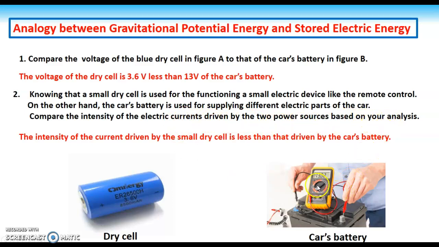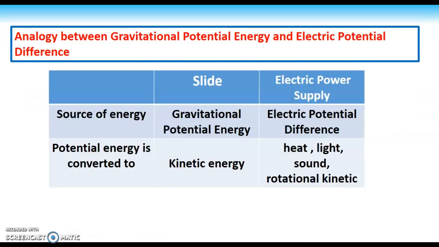For sure, the intensity of the current driven by the small dry cell is less than that driven by the car's battery, because the car's battery is used for the functioning of different electric parts in the car. However, for this dry cell, we need two of them to be able to turn on the remote control, or to let the remote control function properly. So what are the common aspects between the two examples of the slide and the comparison of these two different dry cells?